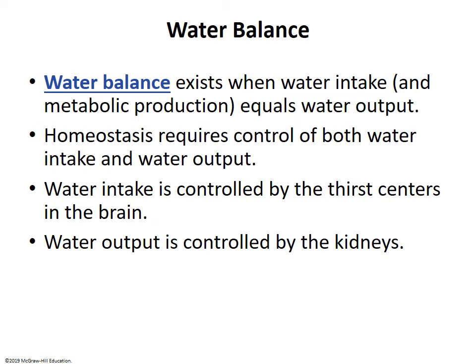Water balance exists when water intake, which also includes metabolic production, equals water output. That is a balance. Anytime input equals output in anything, that's balance. So homeostasis requires control of both water intake and output. Water intake is controlled by the thirst centers in the brain, which we're going to talk about, and water output is mainly controlled by the kidneys.